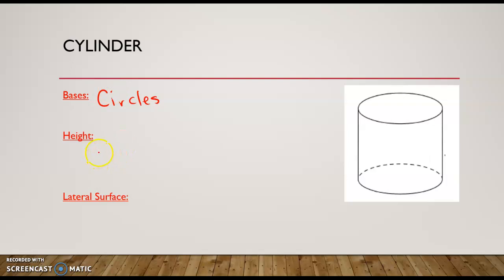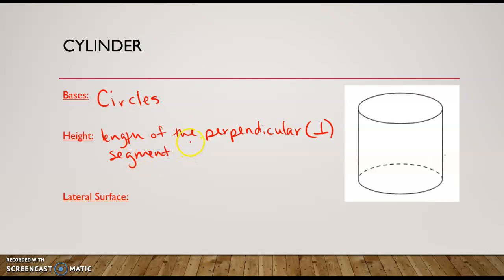Our height is the length of the perpendicular segment that joins the bases. By the way, from here on out, perpendicular is going to be an upside down T. Accelerated knows that, but I don't think we've introduced that to regular Math 8. So in this case, right there, that would be the height.